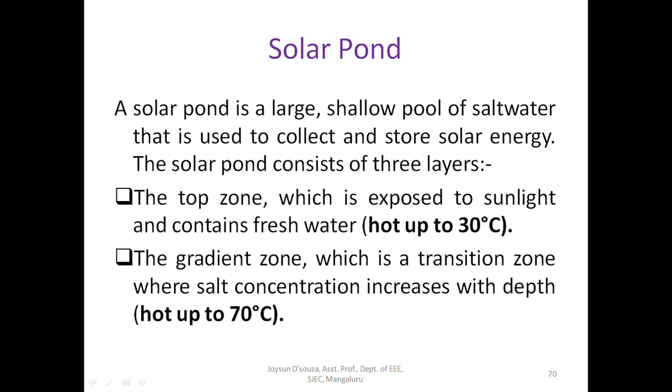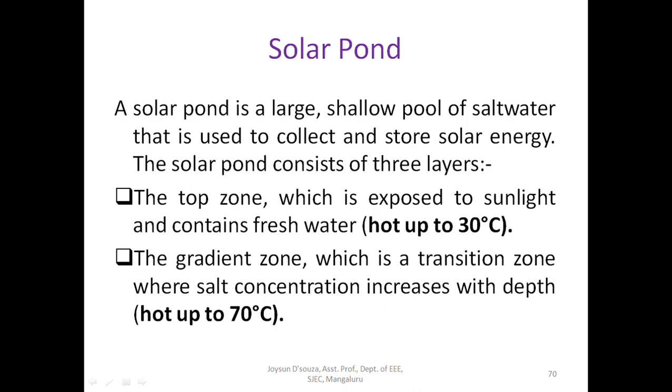But in this particular solar pond, first of all, there exists no real or natural solar pond. All are man-made, that is artificial solar ponds. So a water body is created, and this particular water body is called a solar pond, and it has three zones.